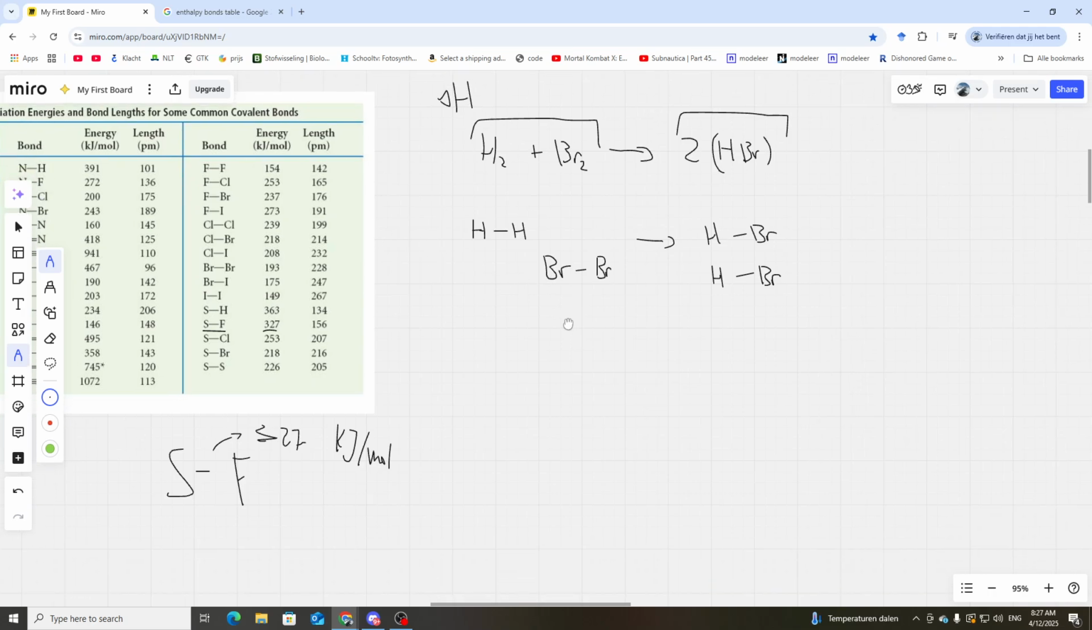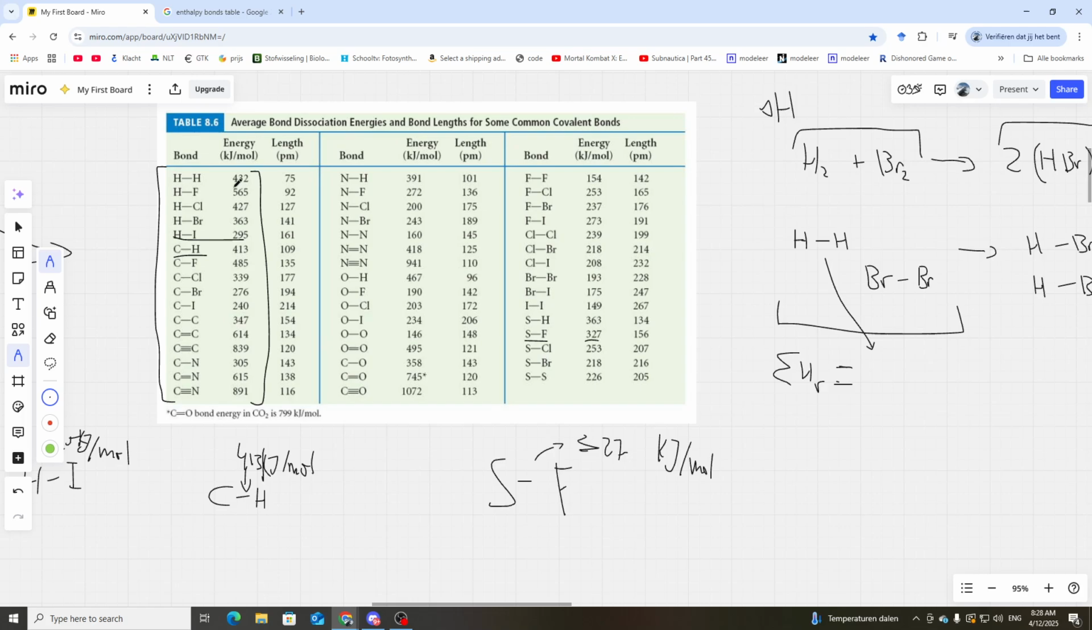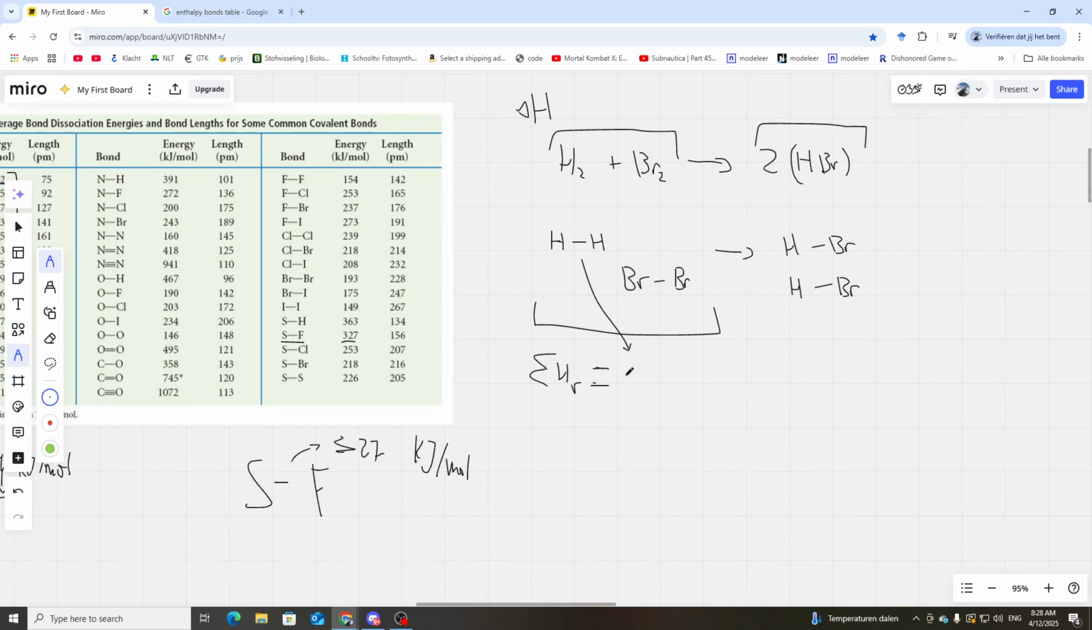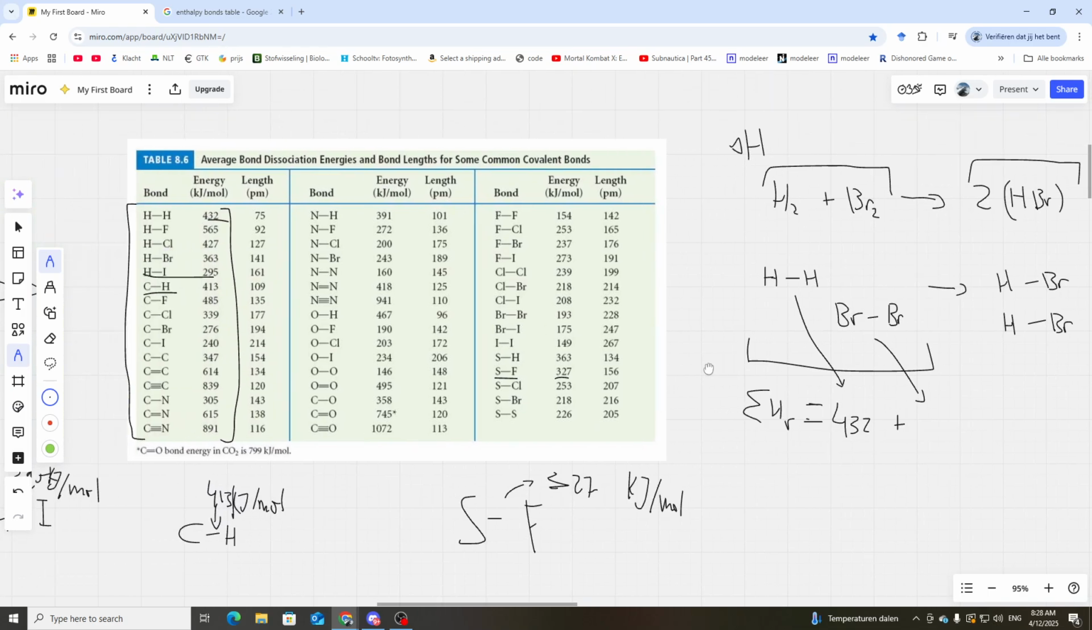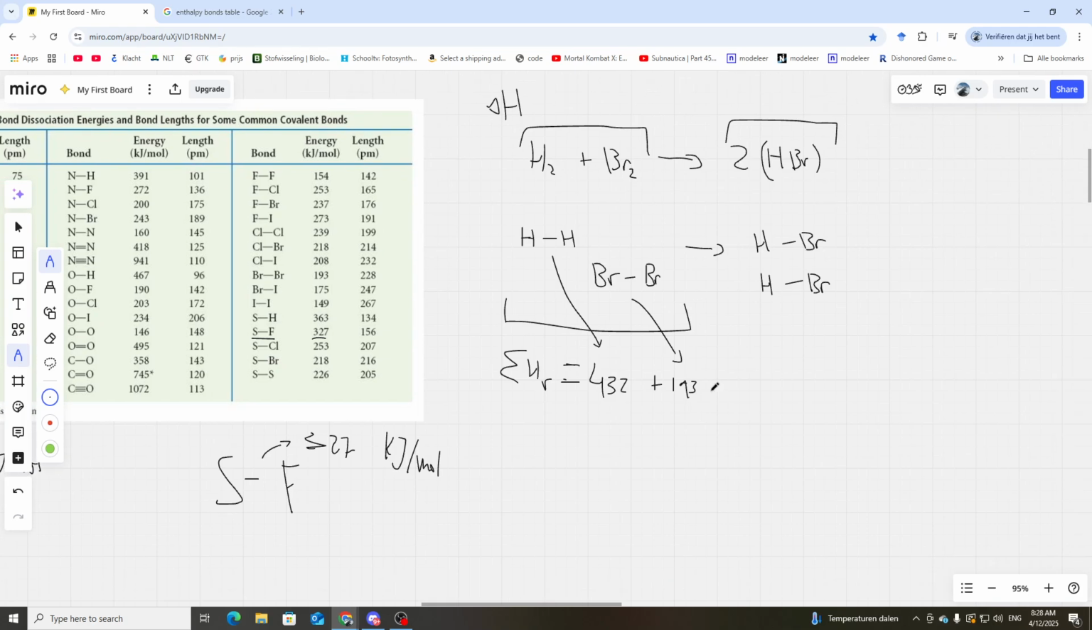Pretty easy. Cool. Now I need to figure out how much enthalpy is in my reactants. What is the sum of enthalpy of my reactants? So then I simply have to look. That HH bond, how much energy is in that? Let's have a look. Here we go. 432 kilojoules. Br2, that's another one of my reactants. Let's see. Voila. 193. Cool.